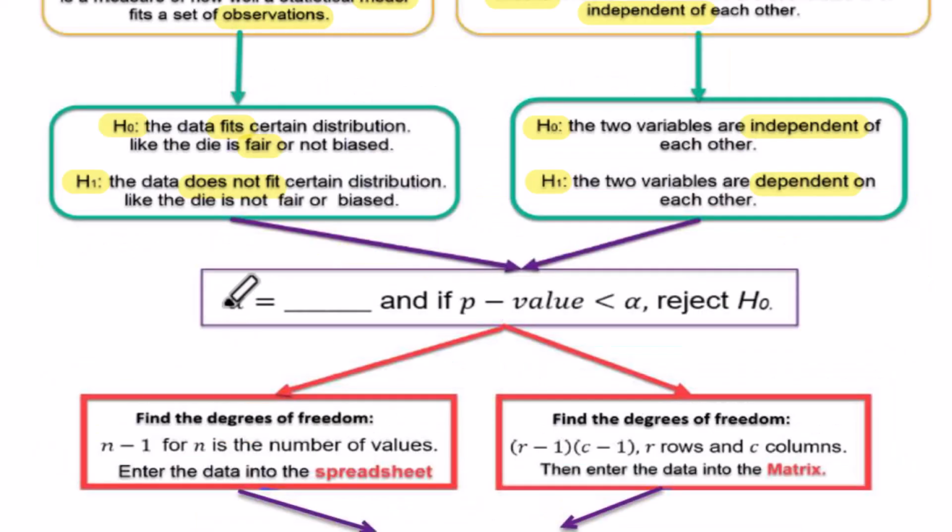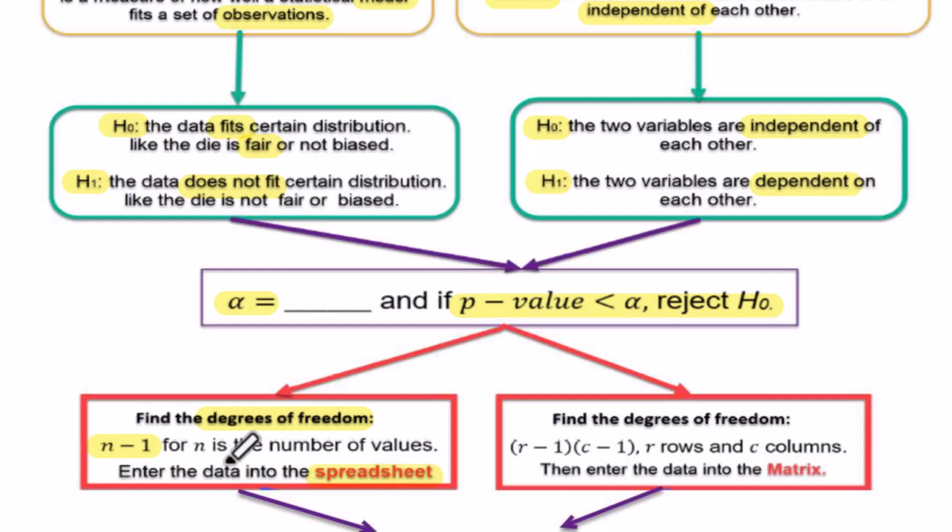You need to find the significance level alpha. And here is the rule. If p-value is less than alpha, reject H0. The degrees of freedom in the GOF test is n-1. N is the number of values.